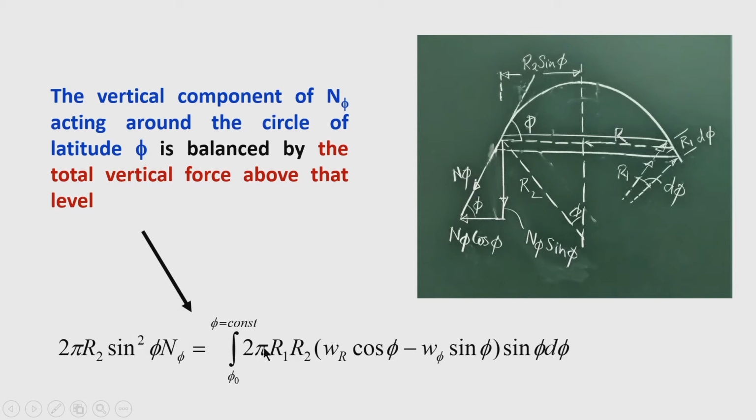That means on the right hand side we are getting the total load acting on the shell surface at this level, and on the left hand side we are getting the total vertical component of the meridional force n phi. So the total vertical component of n phi acting at a level should be balanced by the total vertical load acting above that level. Based on that we can obtain several important results, and we can solve many practical problems with ease.